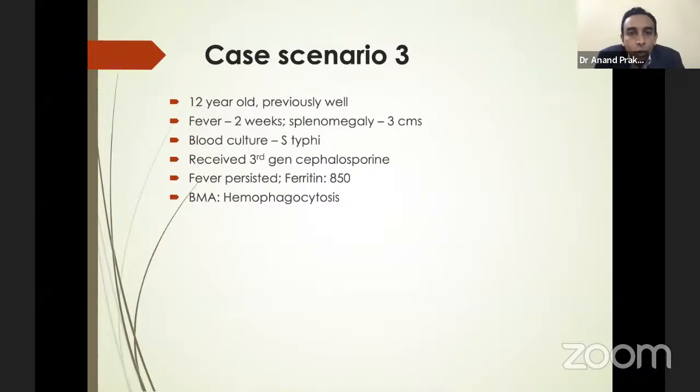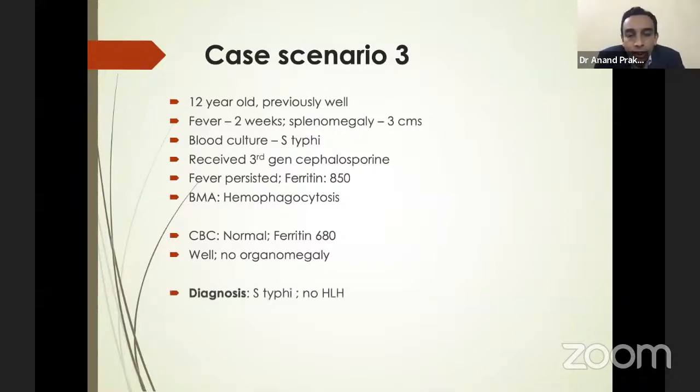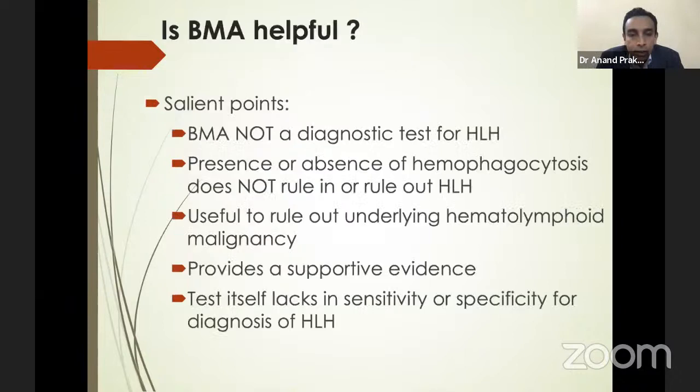The third scenario, a 12-year-old previously well child, 2 weeks of fever, splenomegaly of 3 centimeters, has salmonella in the blood. The fever persisted, and the primary care doctor had heard a lot about hemophagocytosis, so he was worried, did a ferritin. It was above the 500 cutoff. The marrow also showed hemophagocytosis, so urgently referred to our center. The CBC with us was normal. The ferritin was trending down. We heard about how the monitoring of serial ferritins is more important than the single value. And this child was well with no organomegaly. So clearly this was just infection-associated hemophagocytosis which spontaneously recovered. We didn't have to treat him with any immunomodulation.